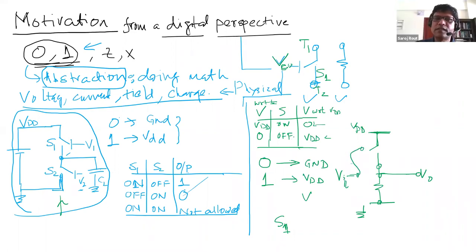Okay, so let's see if it works the way I wanted it. When VI is ground, I said the switch is off. So the switch is off. What happens to the output? It's zero, ground. Well, yes, but I want one. Okay, so this doesn't work, but you're on the right track.